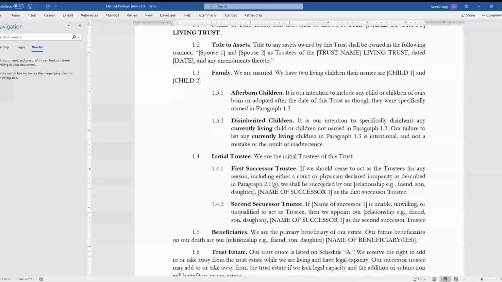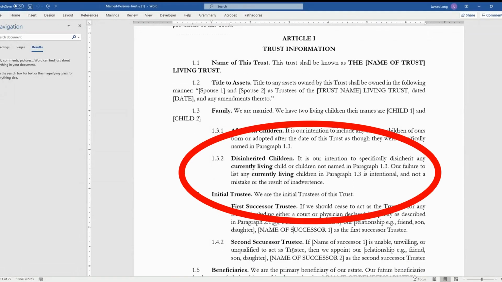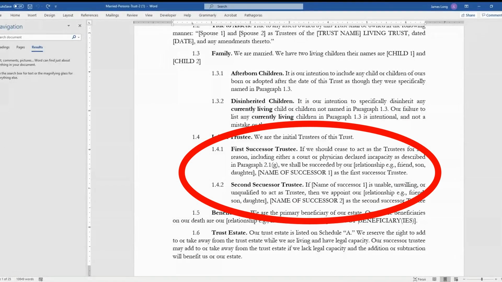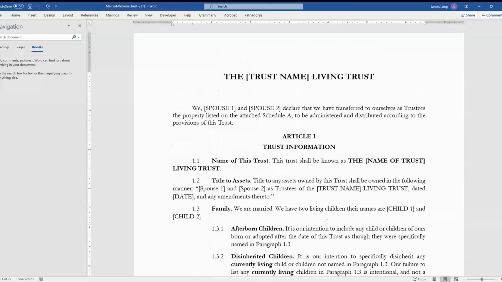Most of it's right here on this first page. Wherever you see a bracket, you're just going to check that information with your estate planning answer sheet and put that information in. The name of the trust, the spouse, your name, name of your children, name of your successors, which is down here, and the name of your beneficiaries right here. All right, so let's get started.